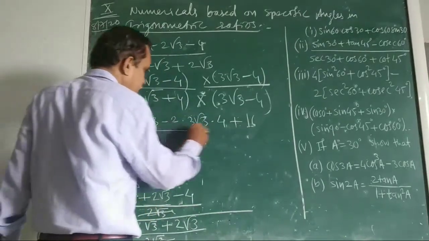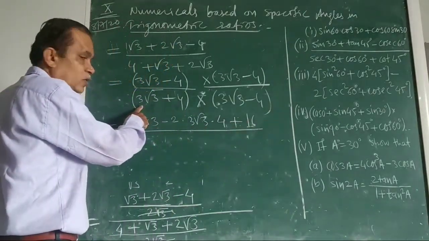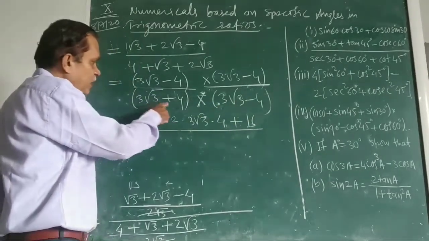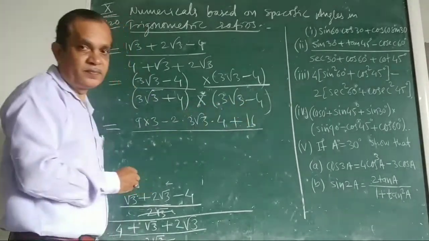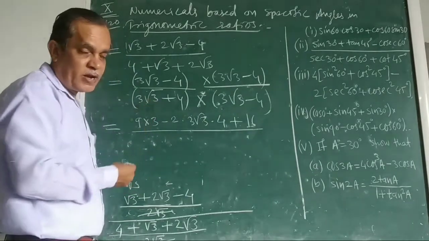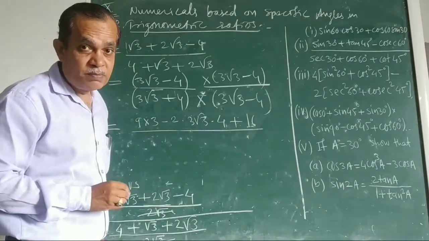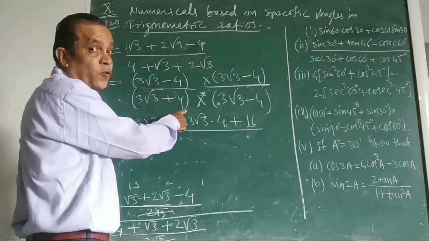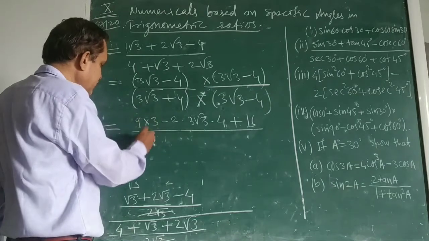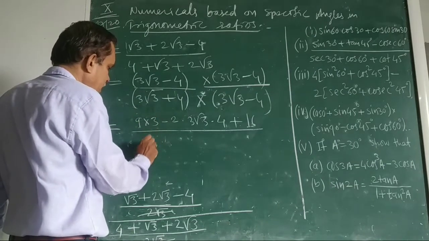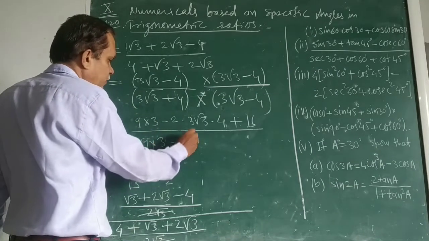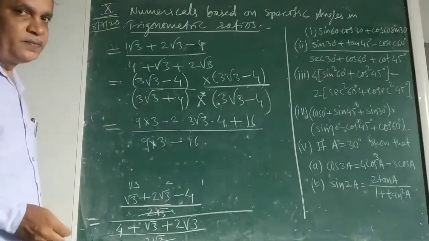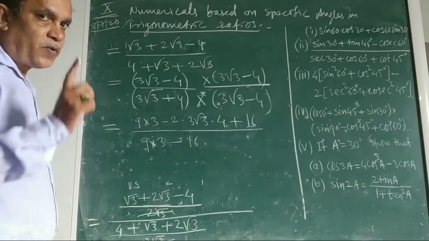16 divided by 3 root 3 plus 4, 3 root 3 minus 4. So a plus b, a minus b, right? So a plus b, a minus b is a square minus b square. So 3 root 3 square minus 4 square. 3 root 3 square is 9 multiplied by 3 minus 4 square 16. Are you getting? Yes, you have to concentrate.